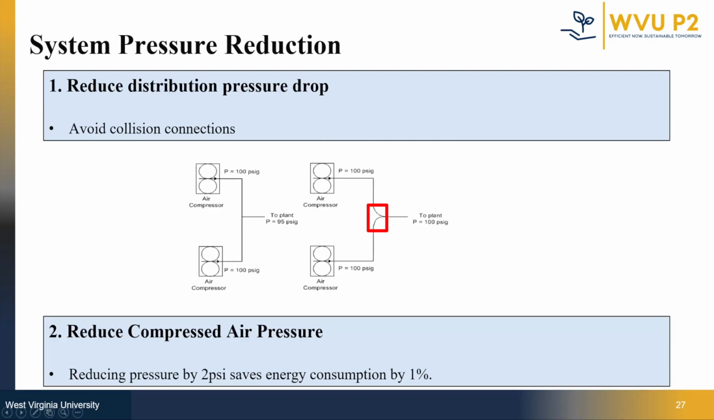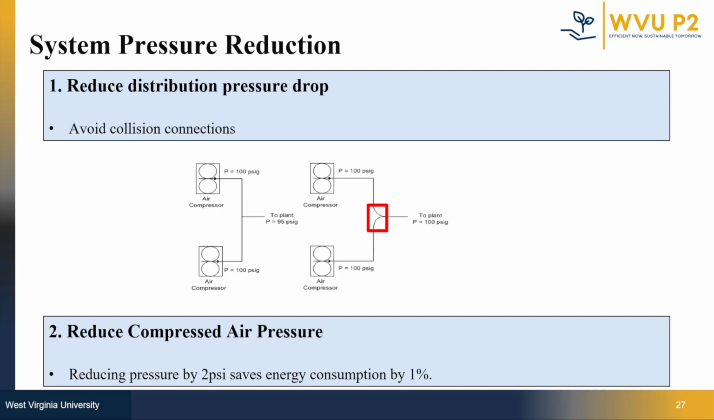Continuing with the pressure reduction strategy, one thing to watch out for is called collision connection, as we can see in the slide. This happens when two air streams meet head-on in the piping system. The collision creates turbulence, pressure losses, and energy waste. A better approach is to design smoother junctions so air flows more efficiently into the pipe.